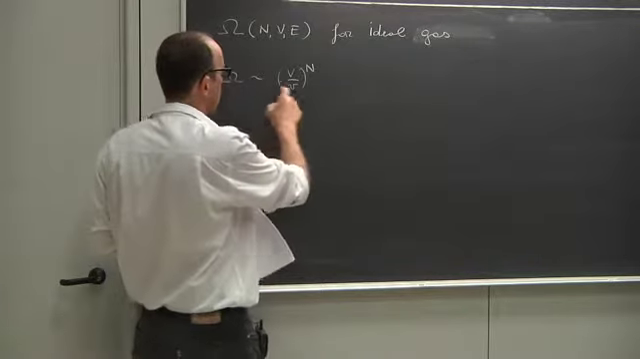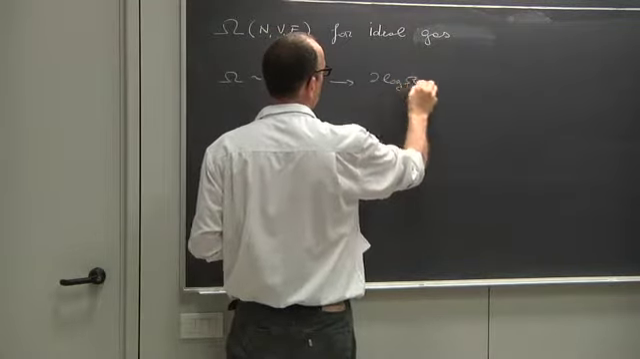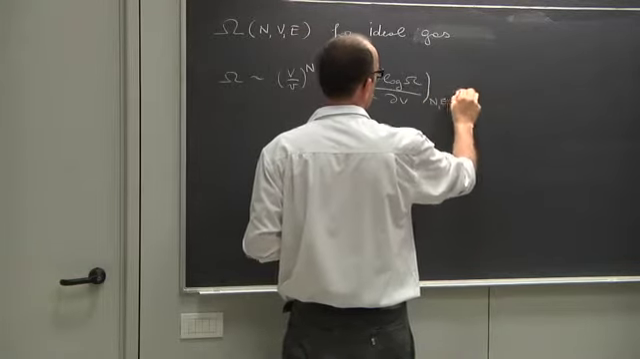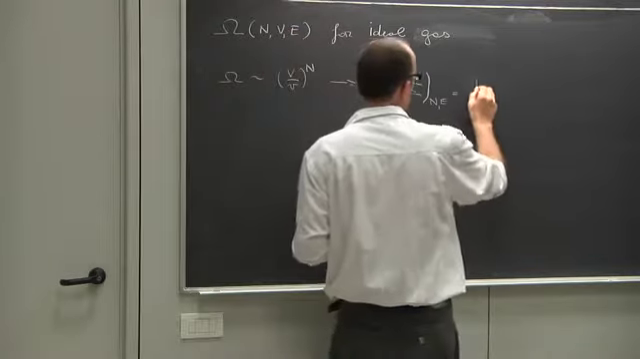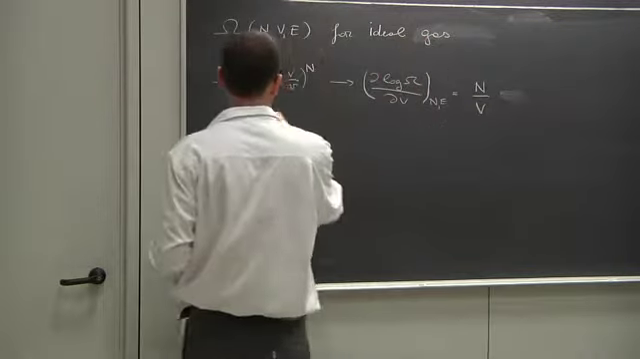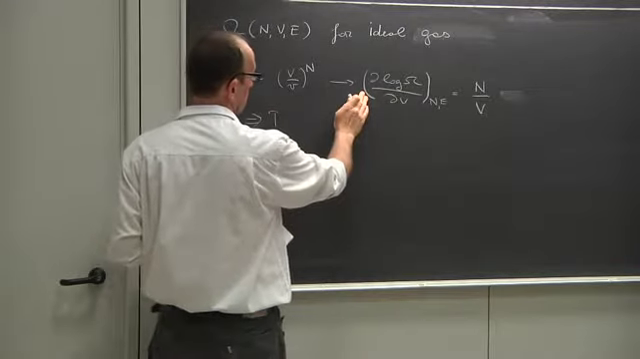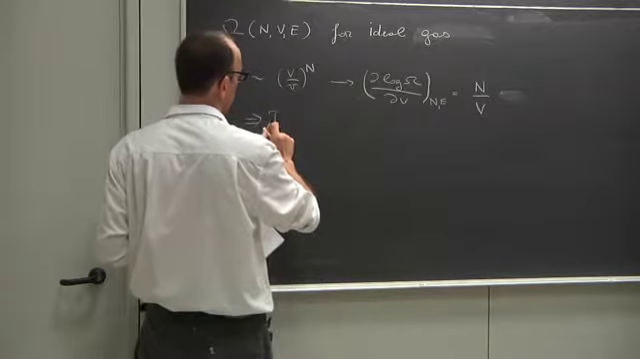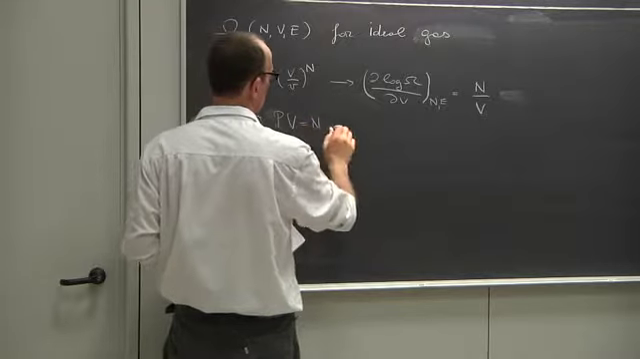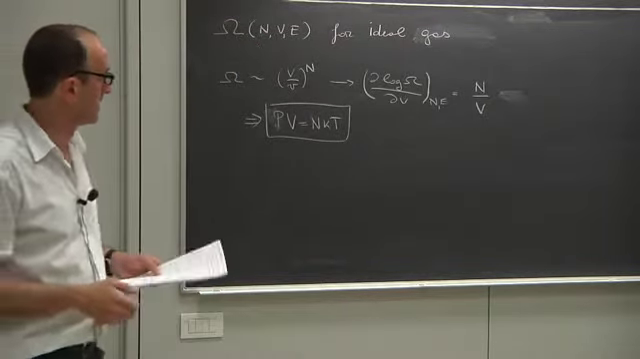And already this tells us that the derivative of the log of omega with respect to V, keeping N and energy constant, must be equal to N divided by V. We know that this is P divided by T, and so this gives us the ideal gas law.